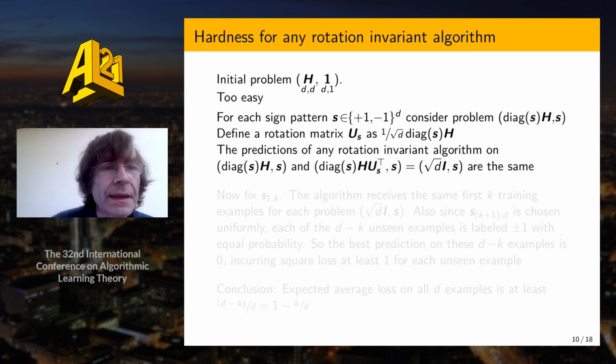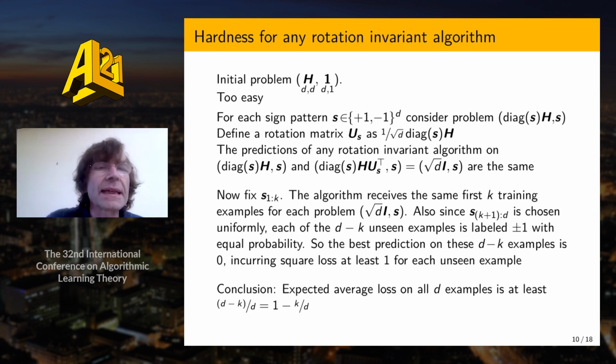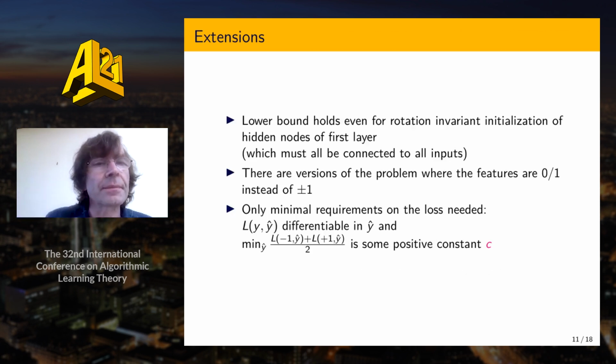And if you fix the past labels, which were random, they had no information. The future labels are also random. They have no information. So the best thing you can do is on the unseen d minus k instances predict 0. And the average square loss then becomes d minus k over d, which is this familiar lower bound. So there's no way to fix this. As soon as you have rotation invariance, the algorithm is totally lost on all the unseen instances. And you have to do the sign flip, of course. Then the algorithm is totally lost on the unseen instances.